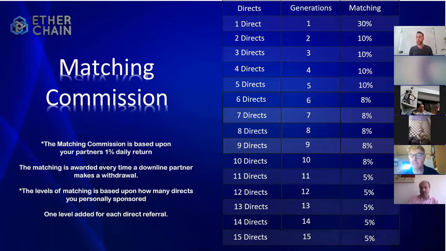And on all your direct partners, you will receive a 30% match every single time they make a withdrawal. On all partners on level 2 to 5, you will receive a 10% match every single time they make a withdrawal. On all partners on level 6 to 10, an 8% match, and on all partners on level 11 to 15, you got a 5% match.